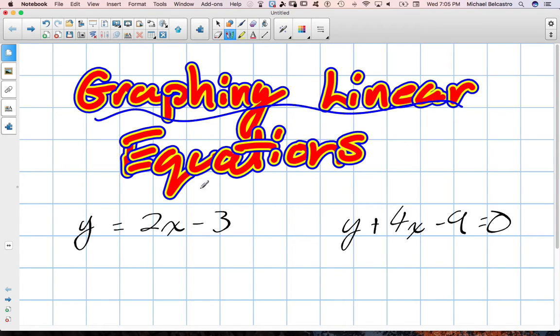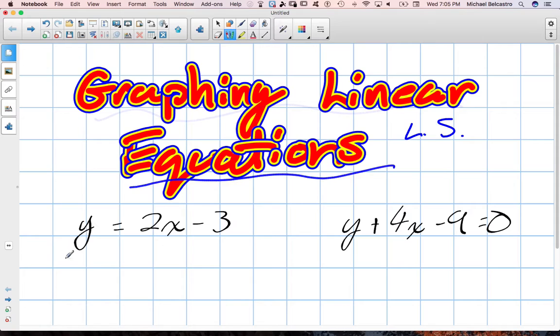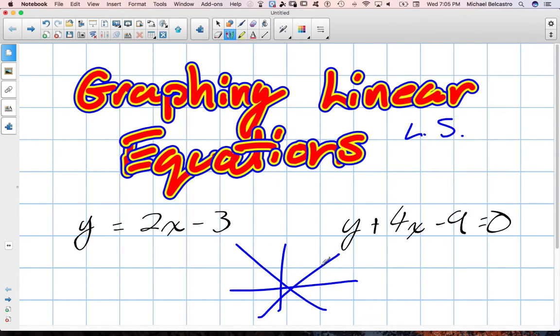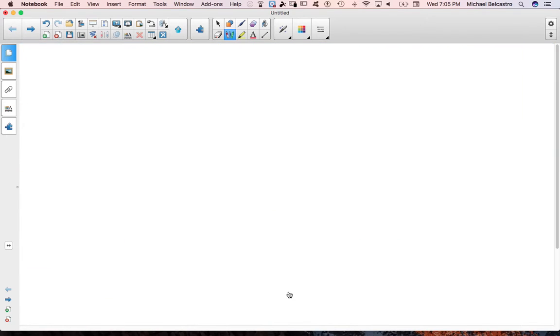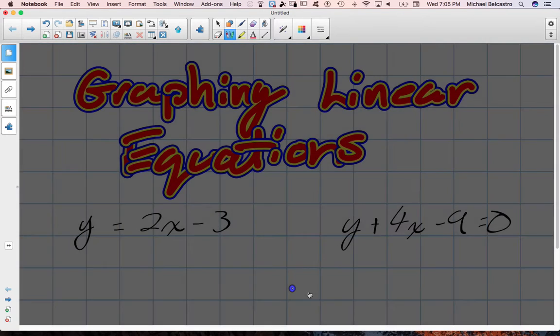We're going to focus on graphing linear equations, specifically solving linear systems, which is essentially where two lines intersect. In this graph, they kind of intersect there.